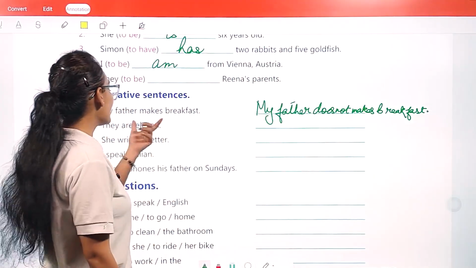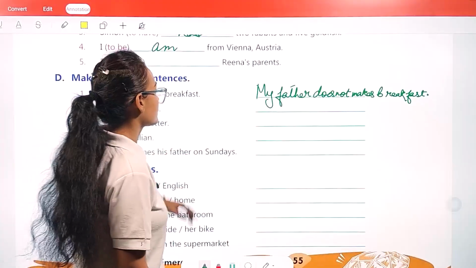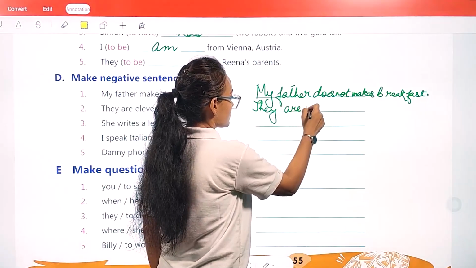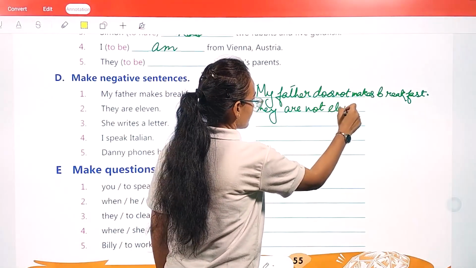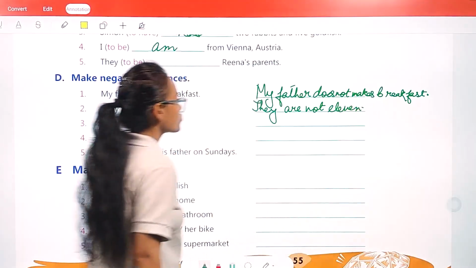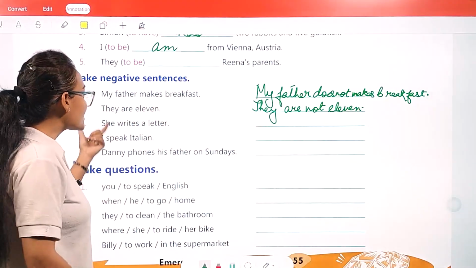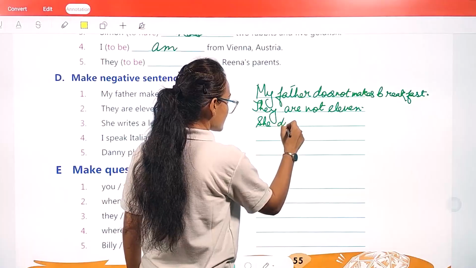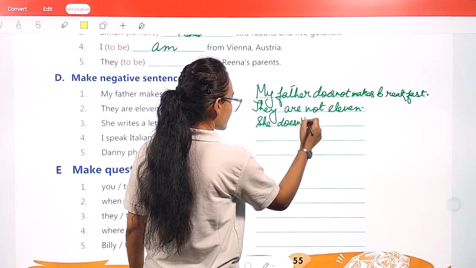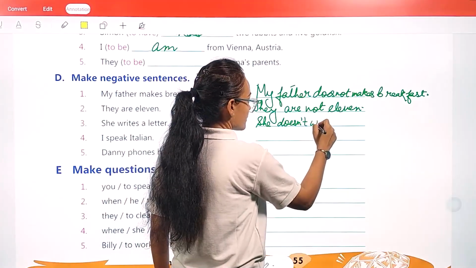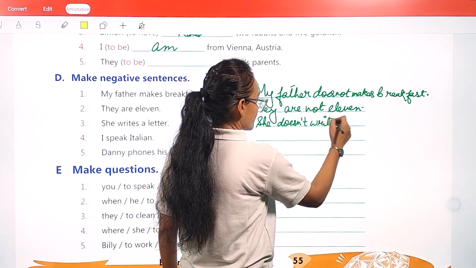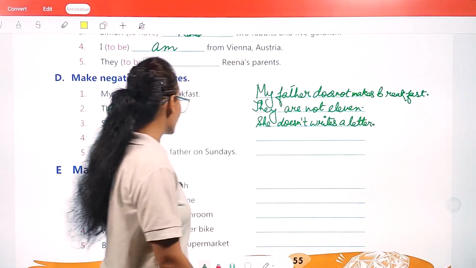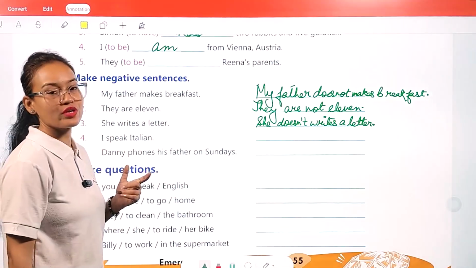Then, they are 11. They are not 11. Full stop. She writes a letter. She does not write a letter. She doesn't write a letter. Similarly, 4 and 5 you are going to do.